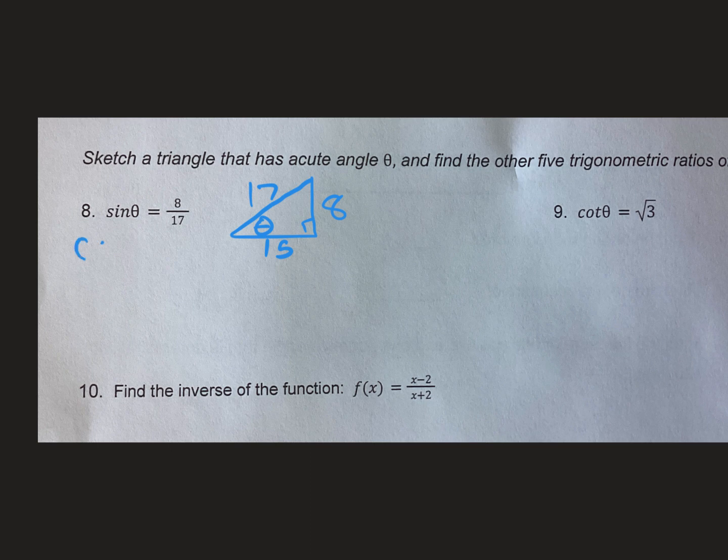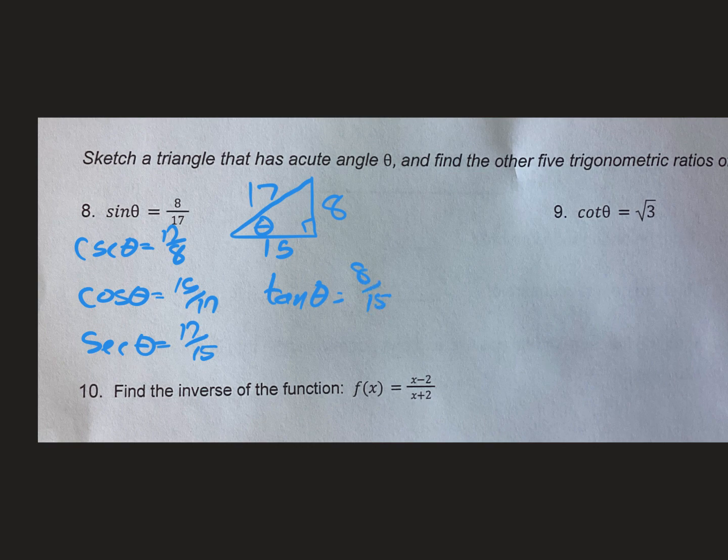So that's sine. Cosecant is always reciprocal of sine. That's 17 over 8. Cosine is next. Cosine is adjacent over hypotenuse, 15 17ths. Secant, reciprocal of cosine. That's going to be 17 15ths. Tangent, opposite over adjacent. And cotangent, reciprocal of that, which is 15 over 8. All there is to it.